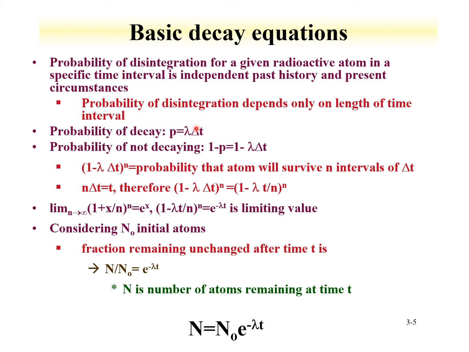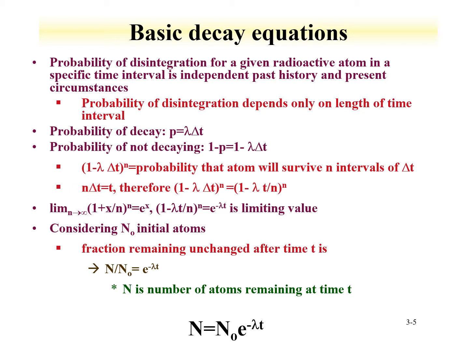So the probability of decay here is equal to the decay constant times whatever time interval we're looking at. The probability of it not decaying, well, it's 1 minus that p, right? So 1 minus the decay constant times the time interval. So the probability that an atom will survive n intervals of this delta t, we expand that equation, (1 minus lambda times delta t) to the n. And then n delta t, well, that's just equal to our time, right? That's the number of time units that we're interested in.